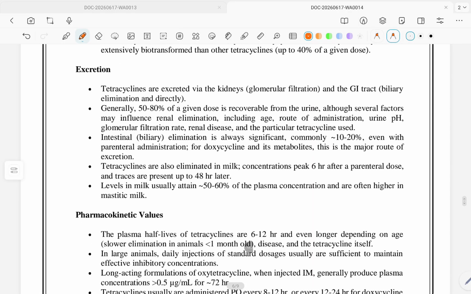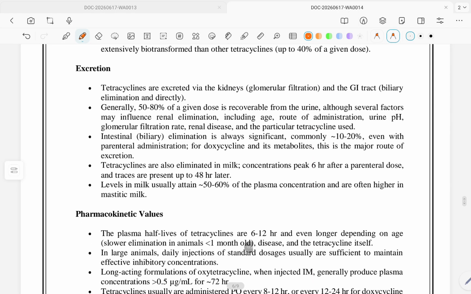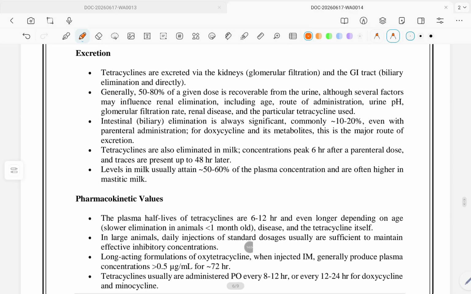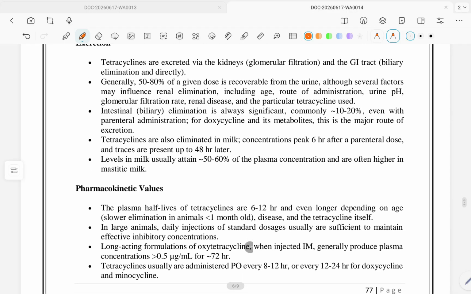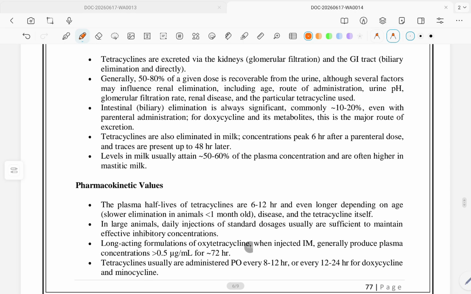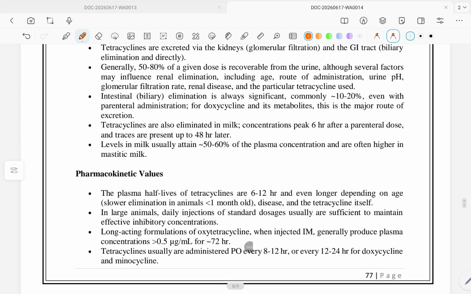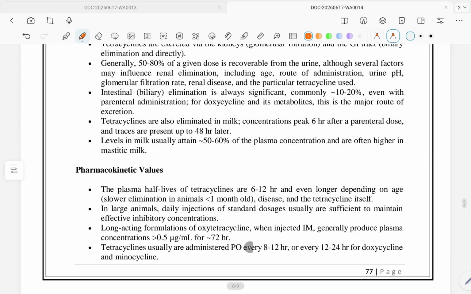Excretion. Tetracyclines are excreted via the kidney, by glomerular filtration, and via the GI tract, by biliary elimination and directly. Generally, 50 to 80% of a given dose is recoverable from the urine, although several factors may influence renal elimination, including age, route of administration, urine pH, glomerular filtration rate, renal disease, and the particular tetracycline used. Intestinal biliary elimination is always significant, commonly 10 to 20% even with parenteral administration. For doxycycline and its metabolite, this is the major route of excretion.